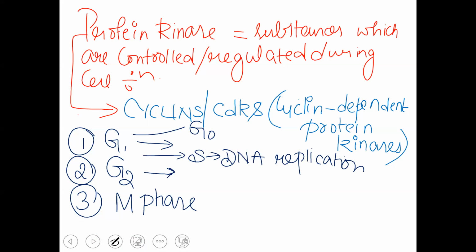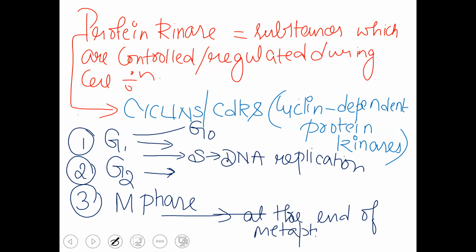Now the third checkpoint occurs at the M phase, at the end of metaphase. It checks whether the chromosomes have attached to the spindle fibers, and whether the chromosomes are aligned in the equatorial plane, so that when they divide, the components in the cell are distributed equally to the daughter cells. That is why they check at the end of M phase.